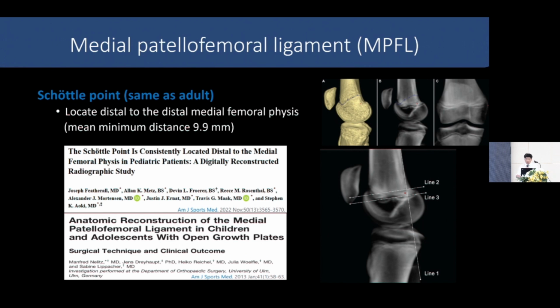MPFL, or medial patellofemoral ligament. The starting point for the femoral tunnel position is called the Schöttle point. We can use this point just like in adults to place the femoral tunnel for MPFL reconstruction. The point is located distal to the distal medial femoral physis with a mean minimum distance of 9.9 mm.